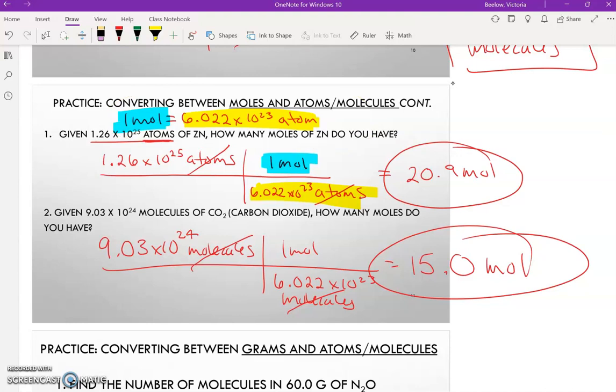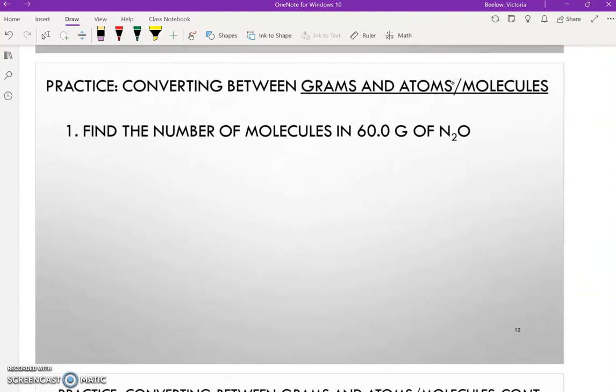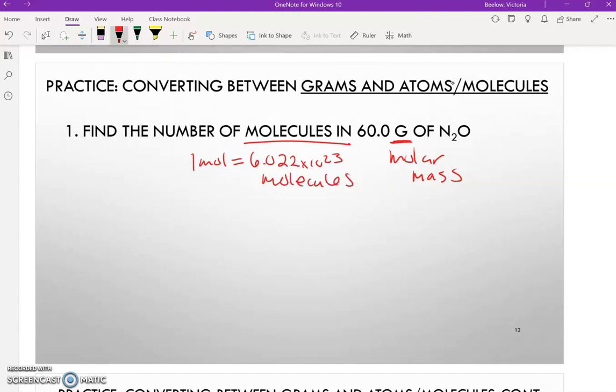So now we're going to combine those two skills in these last two problems here. One thing you want to ask yourself is, if you ever see grams in a problem, you're going to have to find molar mass. And if you ever see atoms or molecules in a problem, you're going to have to use Avogadro's number. Previously, we were only using one of these. Now in these problems, we're going to be using both.